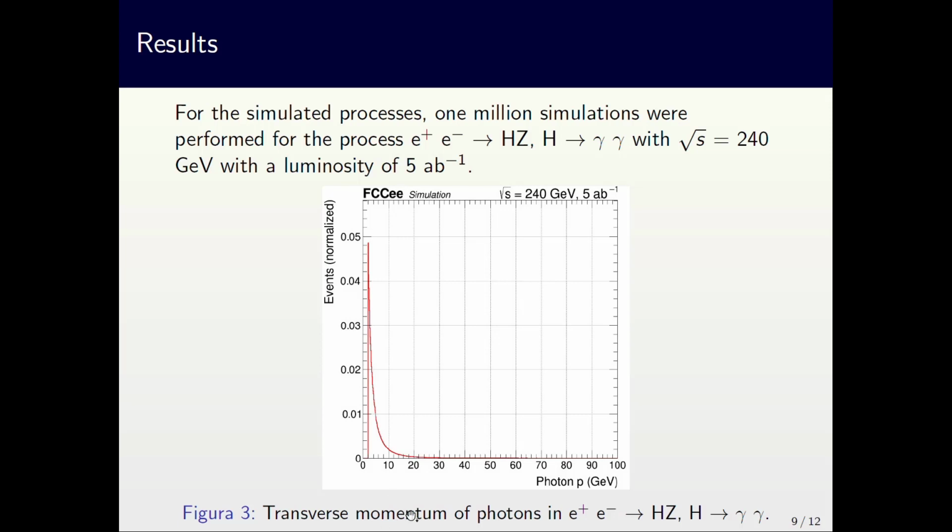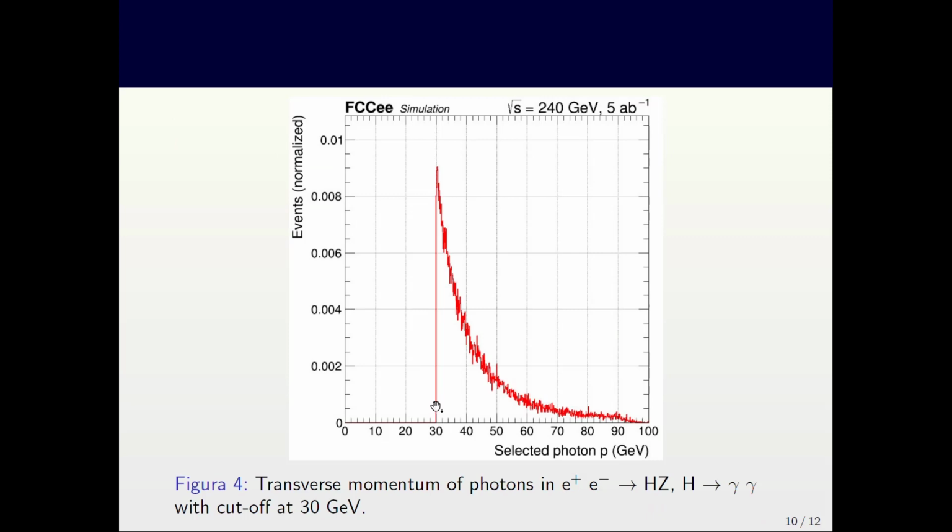And as can be seen from the graph, the peak in the number of events related to the transverse momentum of the photons is at the value of 2 GeV. And the largest number of events is in the interval from 2 to 30 GeV, but the Higgs boson has a mass of 125 GeV. It is expected that on average the photons have an energy of 62.5 GeV. So a cut is made at 30 GeV to remove photons that come from other processes, and the result is in this graph.